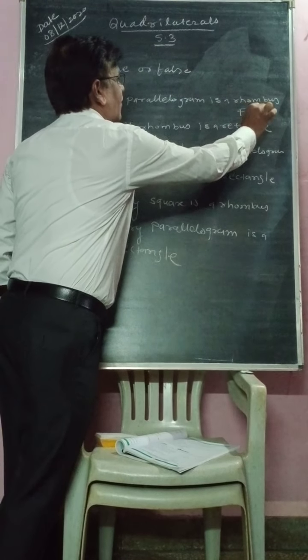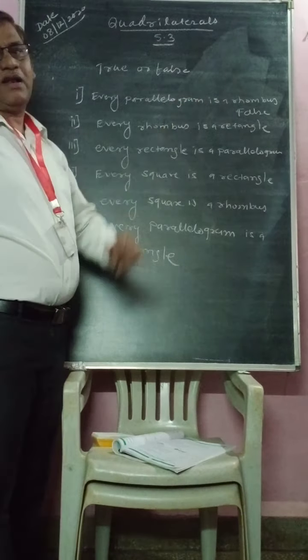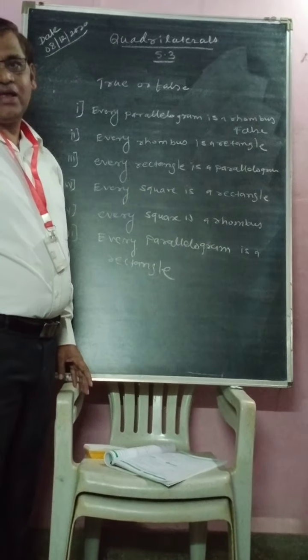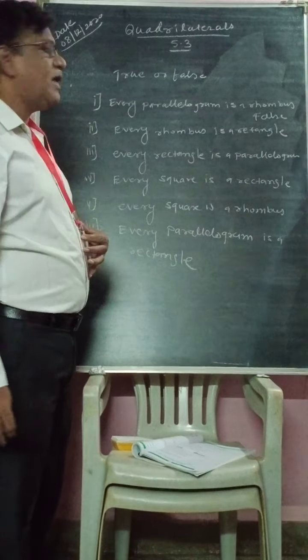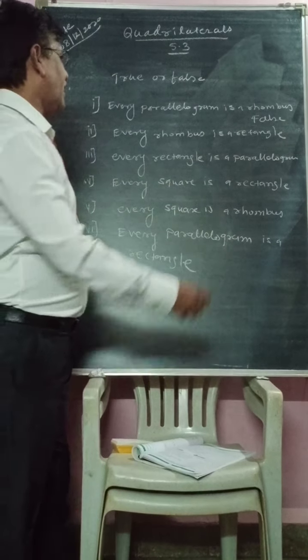Now second, every rhombus is a rectangle. Is it possible? Because in a rectangle all the angles are 90, but in a rhombus it is not necessary that all the angles are 90. It may be 90, may not be 90. So every rhombus is not a rectangle. It is also false.